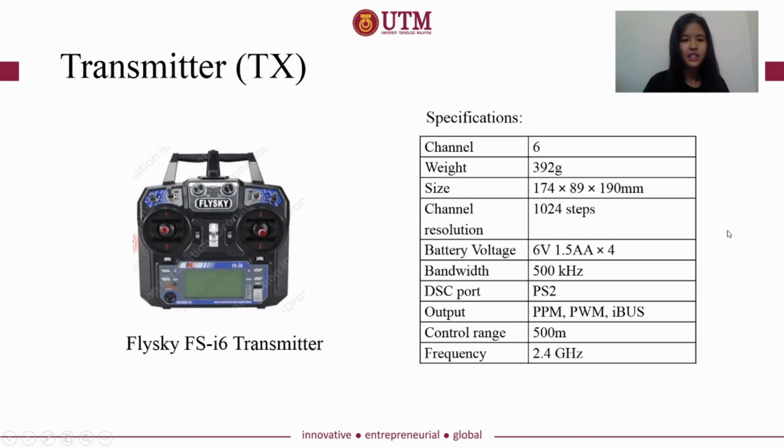Next, the first component is the transmitter. The component we select is a FlySky FS-i6 transmitter. The specification is as shown on the slide. The reason we select this one is because it is a 6-channel transmitter. Second, it is a recommended brand for beginners. It is capable of up to a maximum of 20 receivable memories. And next, it is also considered quite affordable in price.